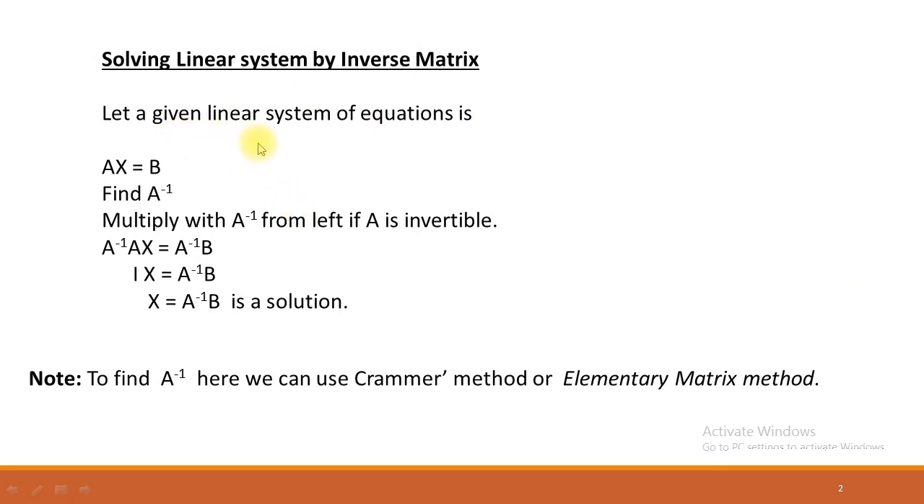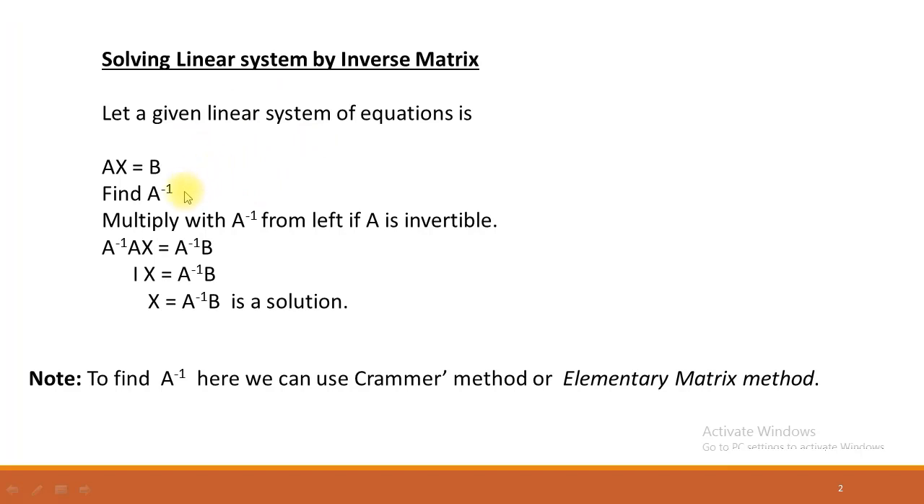Now, dear students, suppose we have a system of linear equations, and after writing the system in matrix form, we get AX is equal to B, where A is the matrix of coefficients, X is the matrix of unknowns, and B is the matrix of constants. Today we are going to find the solution of a system of linear equations by using the inverse matrix.